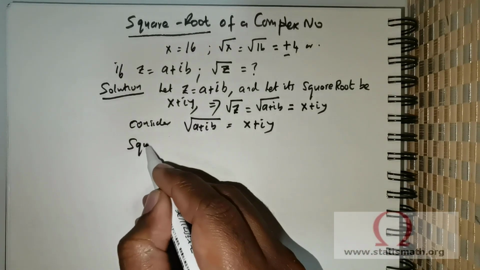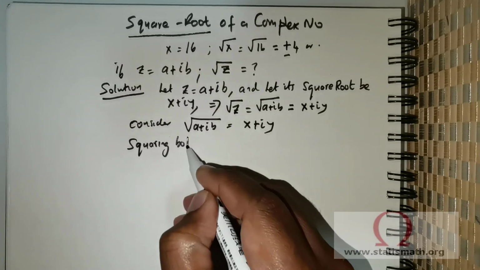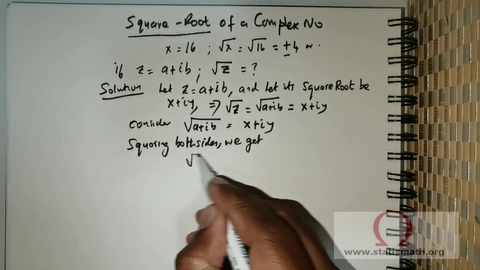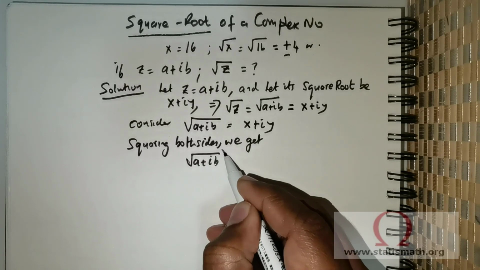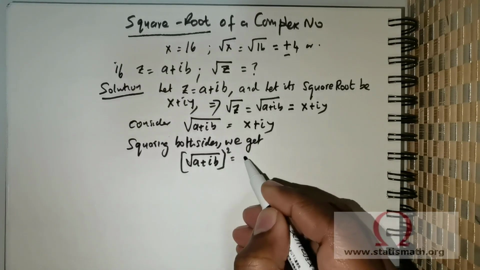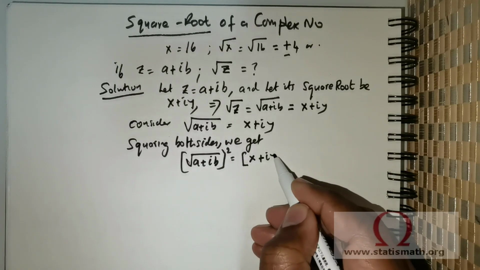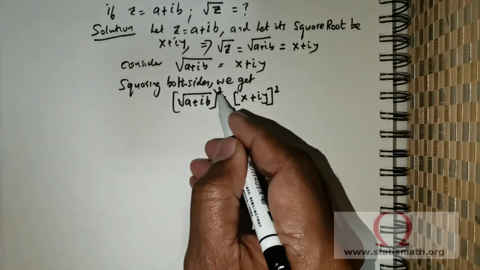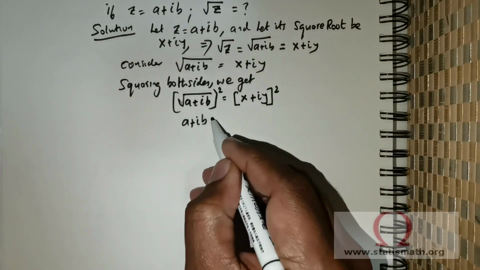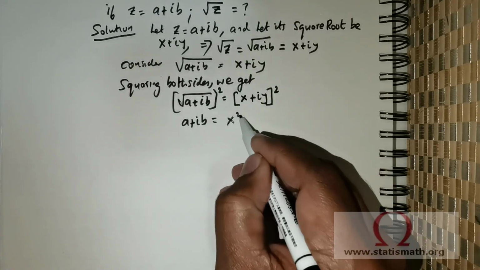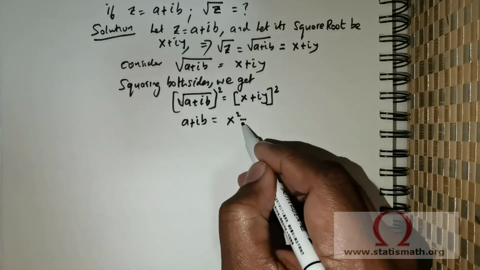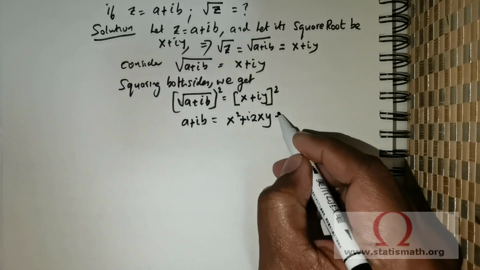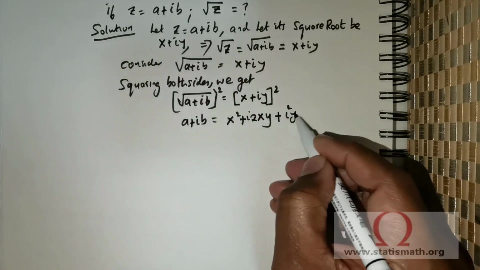Now, squaring both sides, what do we get? On the left, this is going to be root of a plus ib raised to the power 2, and on the right, x plus iy raised to the power 2. Okay. Now, the square root and square cancel, giving you a plus ib is equal to x squared plus i times 2xy plus i squared y squared.